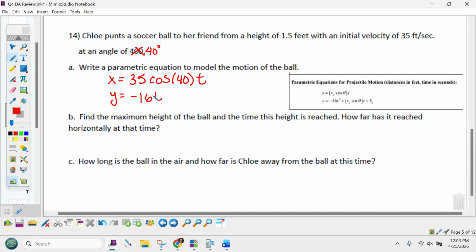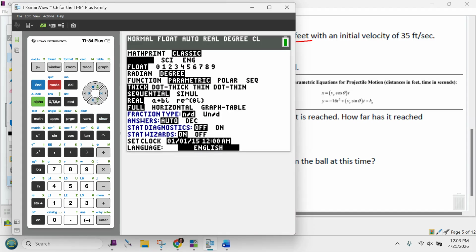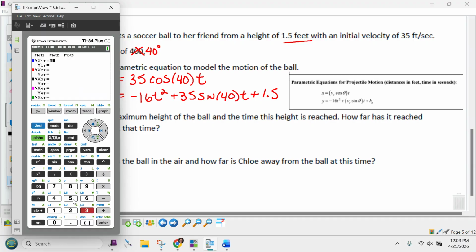And then negative 16t squared plus 35 sine 40t plus an initial height of 1.5. And now we need to go to the calculator. In mode, make sure you have degree and parametric mode. We would arrow down to them and press enter. Then we're going to go to y equals and type in everything we just wrote.